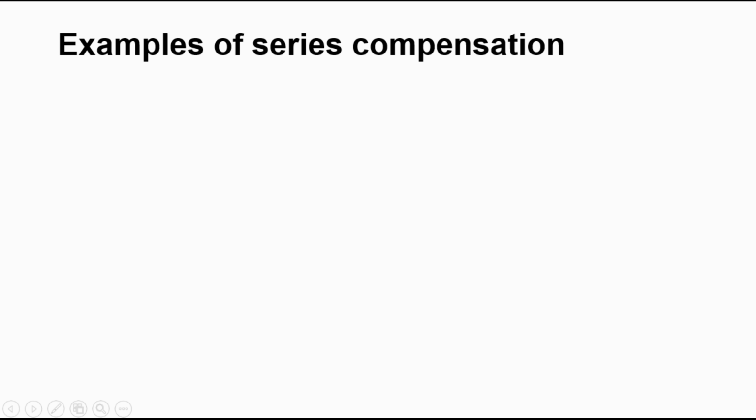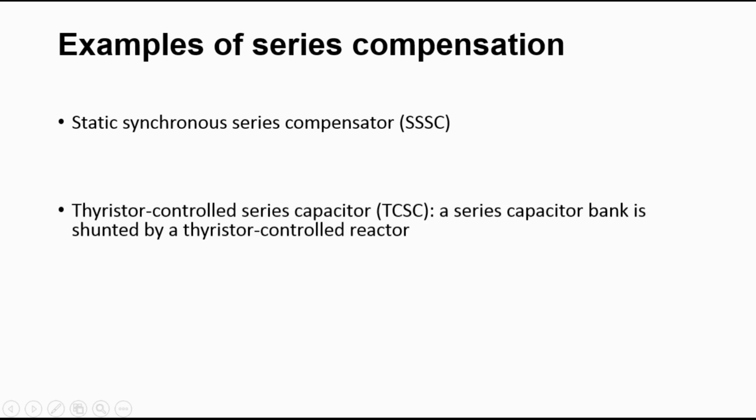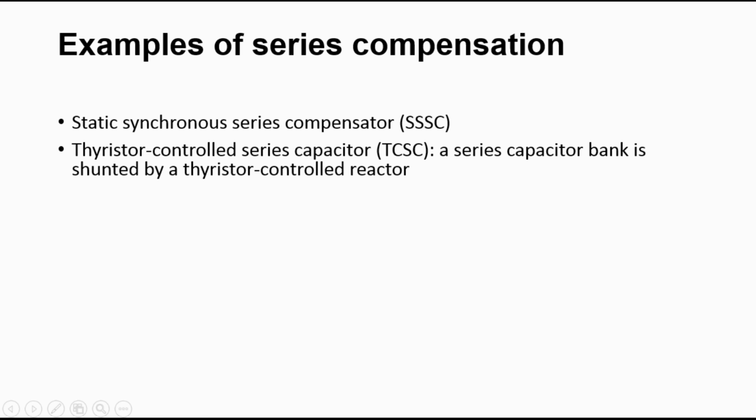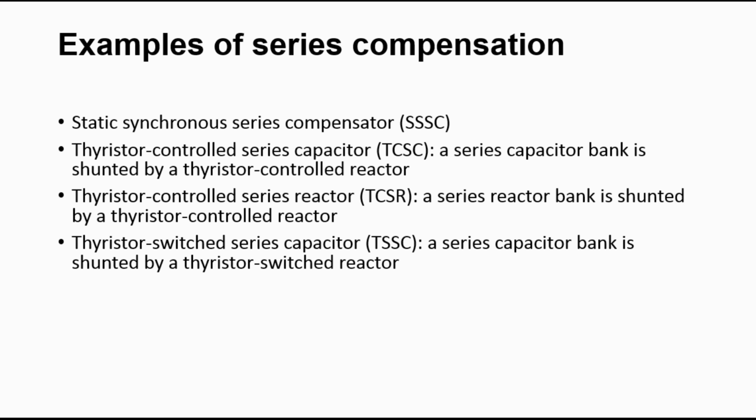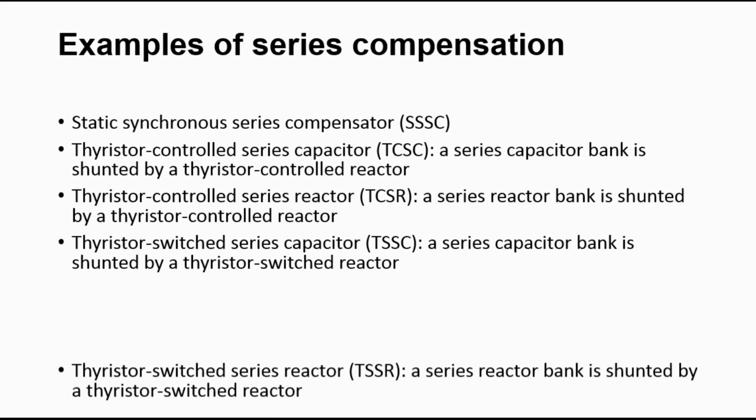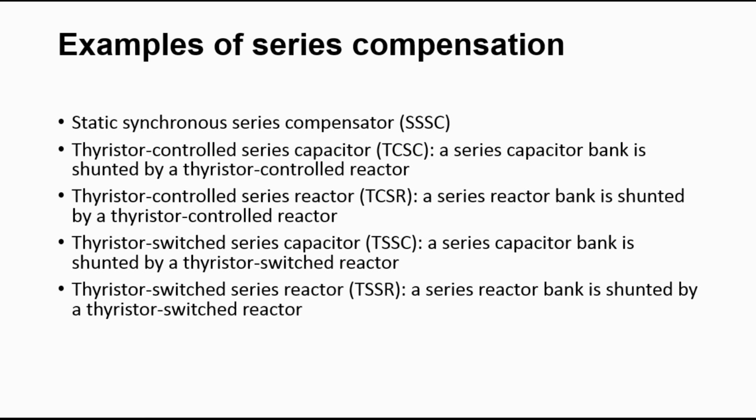Examples of series compensation. Static synchronous series compensator, SSSC. Thyristor-controlled series capacitor, TCSC, a series capacitor bank is shunted by a thyristor-controlled reactor. Thyristor-controlled series reactor, TCSR, a series reactor bank is shunted by a thyristor-controlled reactor. Thyristor-switched series capacitor, TSSC, a series capacitor bank is shunted by a thyristor-switched reactor. Thyristor-switched series reactor, TSSR, a series reactor bank is shunted by a thyristor-switched reactor.